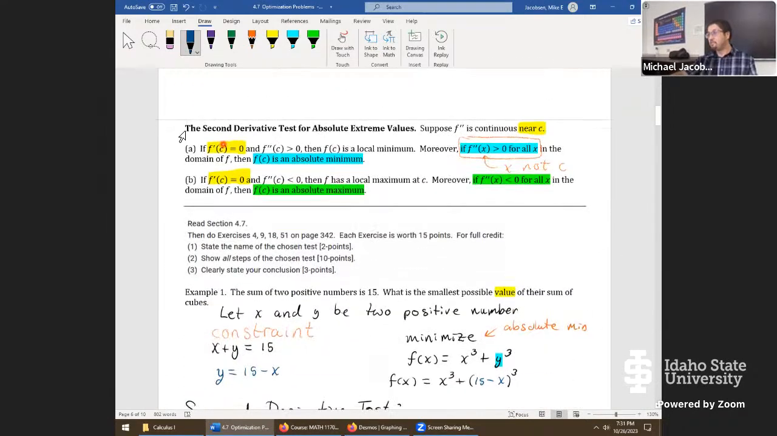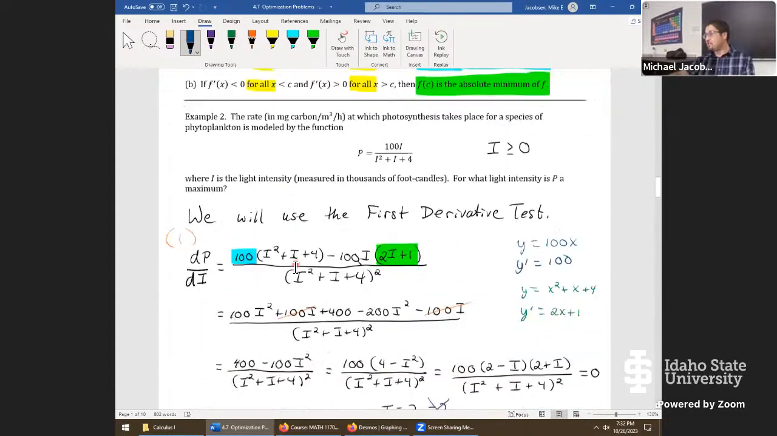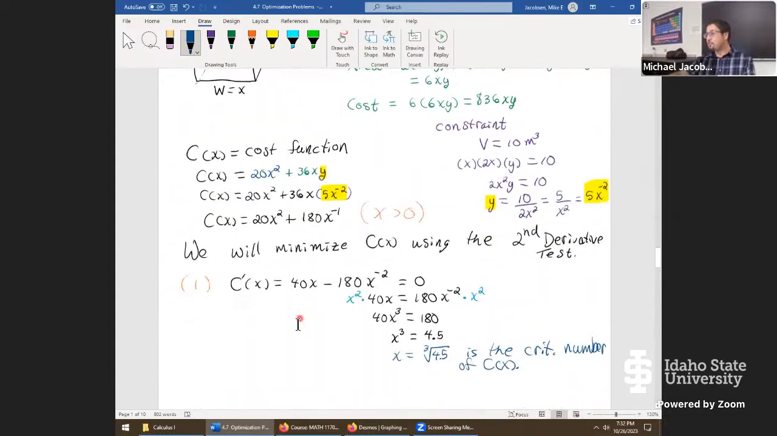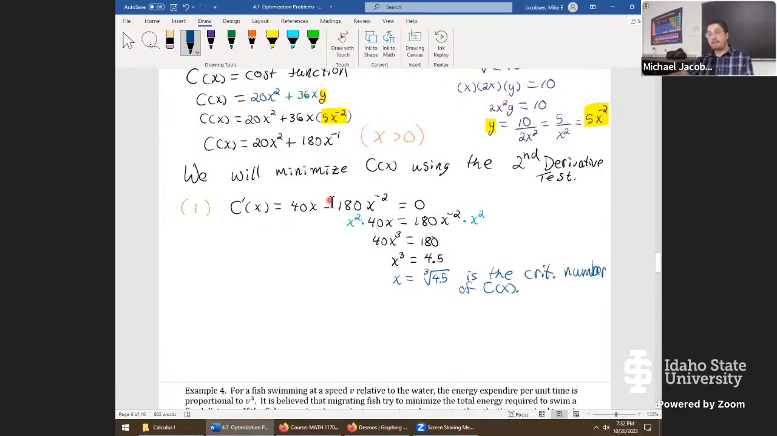In the second derivative test, this version here for absolute extreme values, we're looking for a minimum, then the second derivative at x has to be bigger than 0 for all x. It's not talking about the critical number unless you're dealing with a local minimum. Not what we're going for, we want absolute. So now it hinges on, can we prove that the second derivative of this thing, we already have a first derivative, but it needs to always be positive.